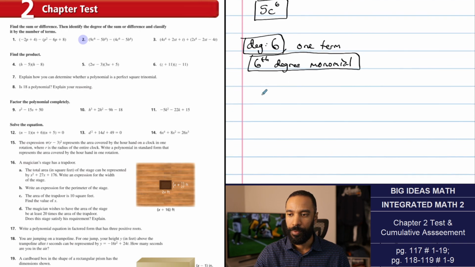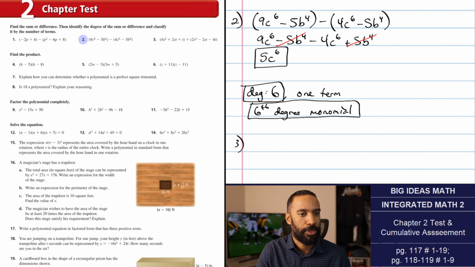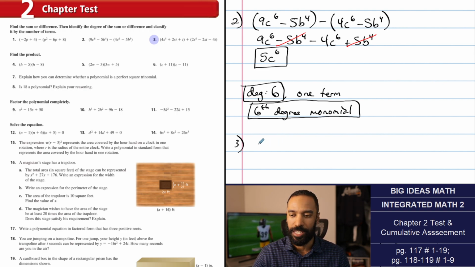And then number 3. Let's leave that up there while we work. Number 3: 4s, so this is the addition. 4s to the 4th plus, okay, this one's different. Plus 2st plus t.